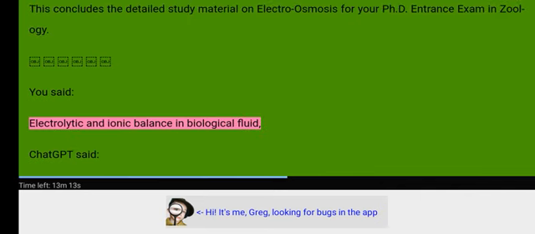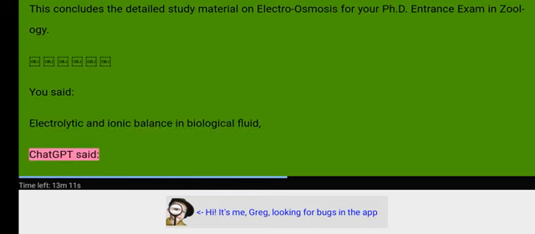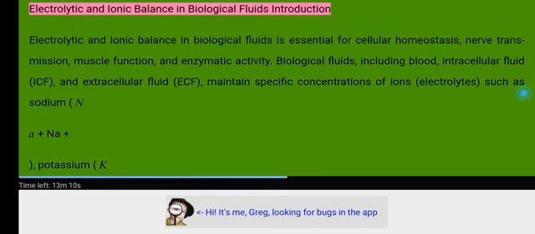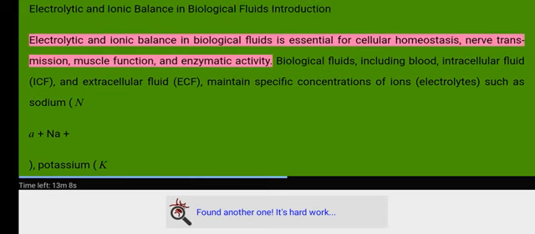Electrolytic and ionic balance in biological fluids. Introduction. Electrolytic and ionic balance in biological fluids is essential for cellular homeostasis, nerve transmission, muscle function, and enzymatic activity.